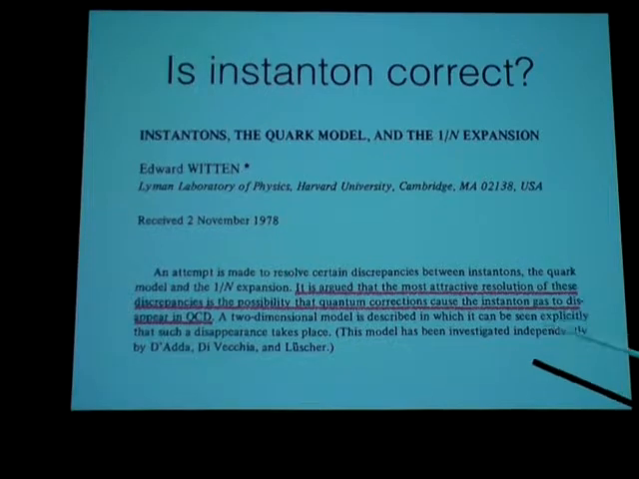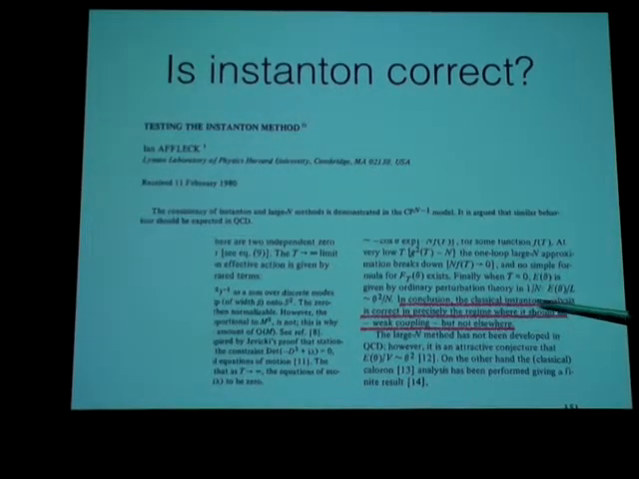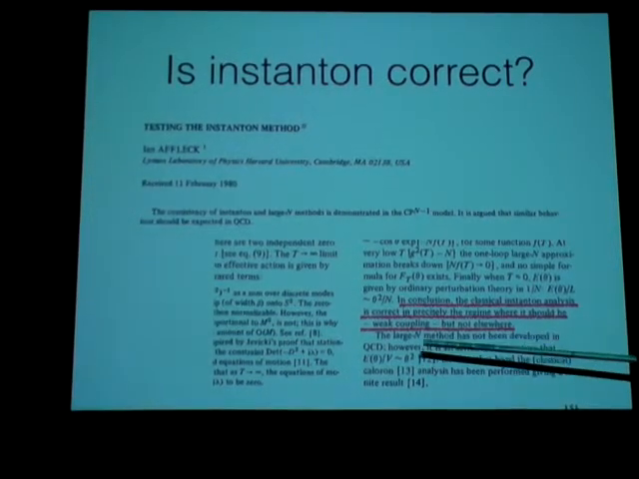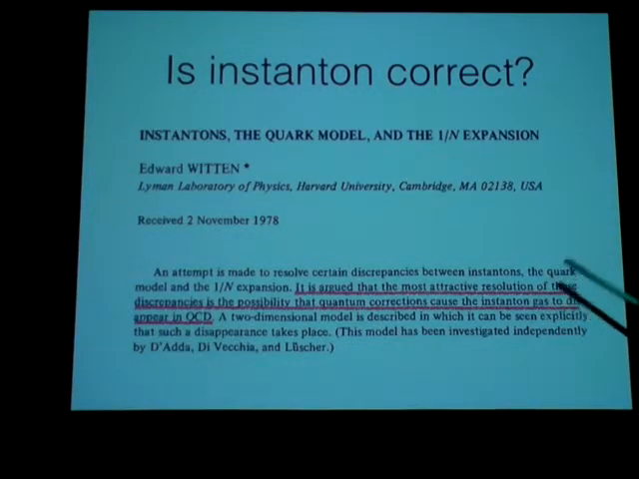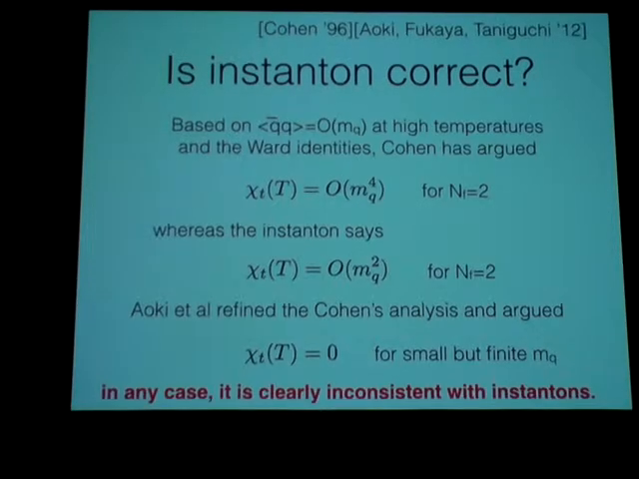Witten told us that actually the instanton doesn't make sense in QCD. He says the instanton gas disappears in QCD because it doesn't match the 1 over N expansion. And Affleck says that it actually makes sense at high temperature. So the instanton is correct where it should be, but not elsewhere. Witten's claim is at zero temperature. So at zero temperature, it doesn't work. Many people agree, but at finite temperature it works because it's weak coupling. But it's not weak coupling once it's at GeV. So it's really important whether the instanton calculation makes sense or not.